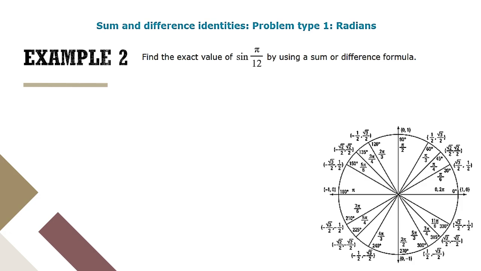So let's do another example. We're going to do sine this time, and we have a radian this time. I'll just switch it out of radians and rewrite it in degrees. So we're just going to say that the sine of pi over 12 is just 180 over 12.